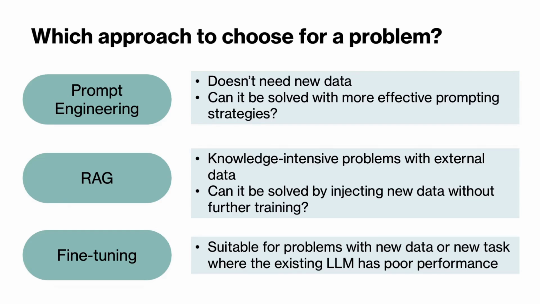For knowledge-intensive applications where we need to generate responses based on some external data, we need to choose the RAG model. And finally, for other applications that we really need to update the parameters of the model to improve its performance, we can choose the fine-tuning approach.